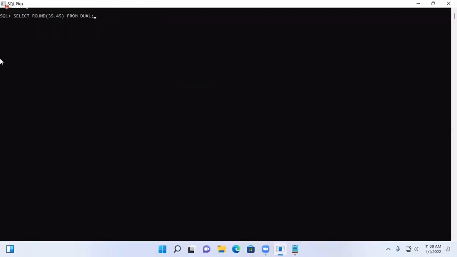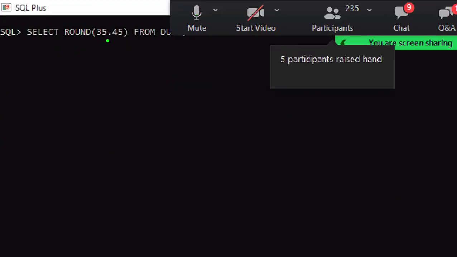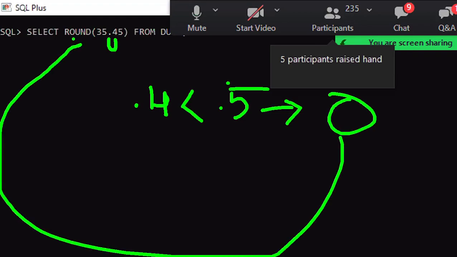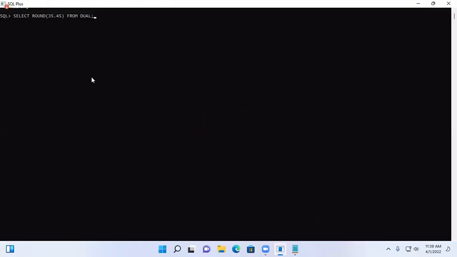For example, here you can see my decimal point is there. After this decimal point, how much value is there? 4. So that means 0.4, which is less than 0.5, yes or no? Yes. So 0.4 is less than 0.5. So what is added? 0. Now this 0 you need to add to your 35. So 35 plus 0, 35 only returns. You can see the same expression is written or not.